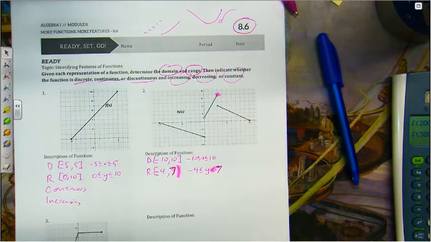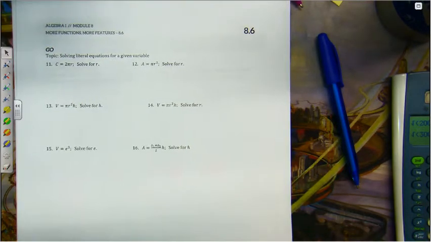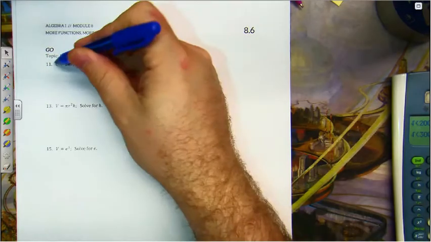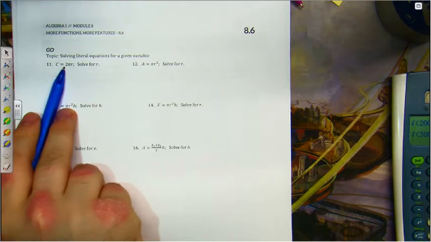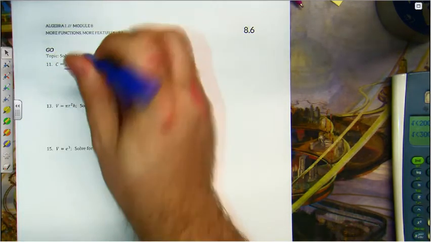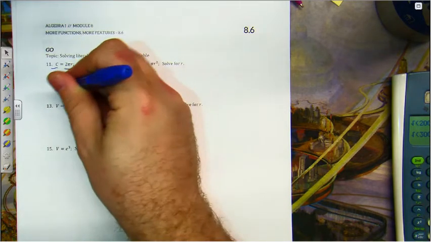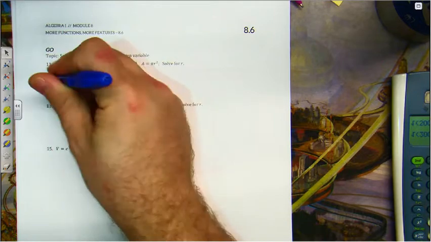All right. Next section is literal equations. So when we're solving literal equations, we're trying to solve for just one variable. This is the classic, the circumference equals 2 times pi times the radius. It wants us to get our radius by itself. So to get the radius by itself, we divide by 2 pi. So c over 2 pi equals r, and we've done it.